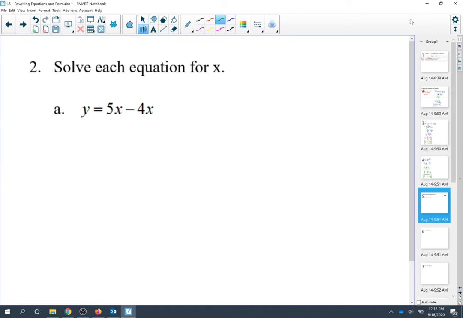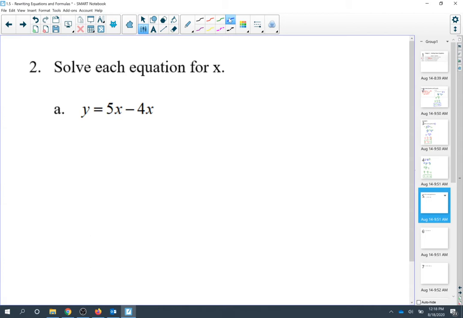Example 2. Solve each equation for x. So we're still dealing with more than one variable, but this time we want to make sure that we have it say x equals instead of y equals. So y equals 5x minus 4x.